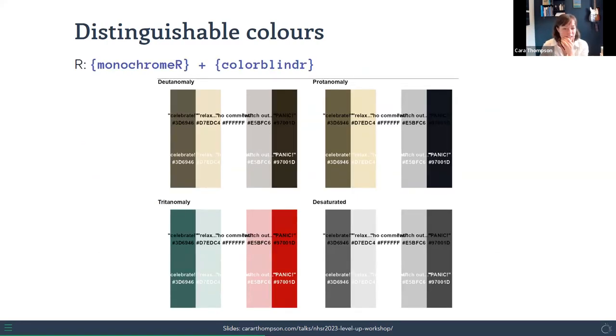And we can test it out. So one of the things that we looked at was the traffic lighting system. Can we create a traffic light system that works? And for the most part, it works regardless of what color blindness we've got. Harder to tell the difference when it's desaturated, but still was quite useful.